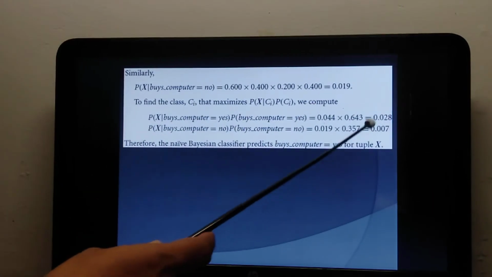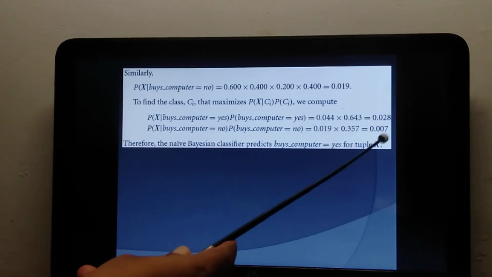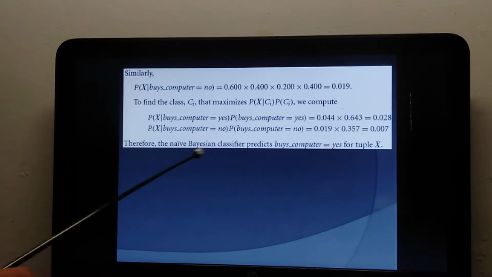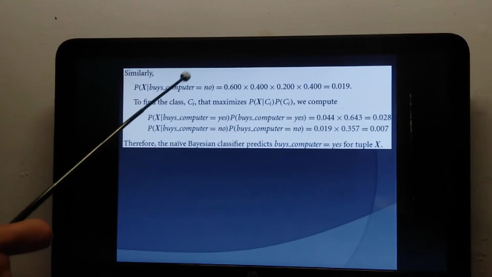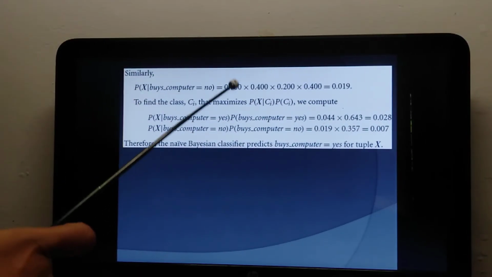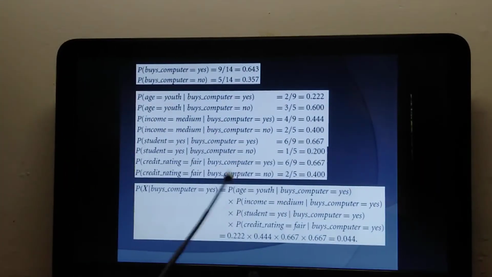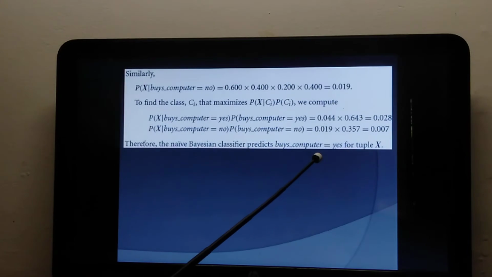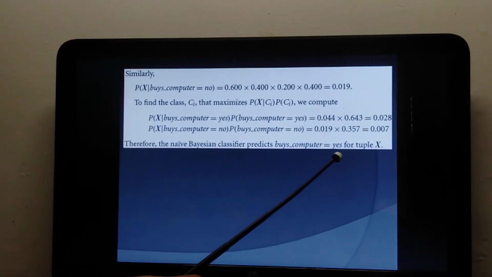Similarly, multiply this value with the probability of no and you get 0.007, which is smaller. The yes class is greater. So the naive Bayes classifier predicts, for this particular set of values, that is age is equal to youth, income is equal to medium, student yes, and credit rating fair, for that particular set of values, the naive Bayes classifier predicts that the customer buys computer is equal to yes.